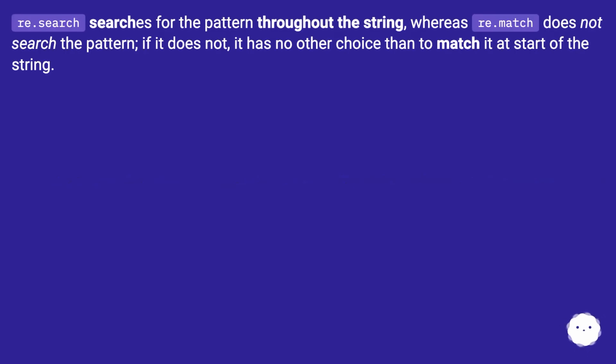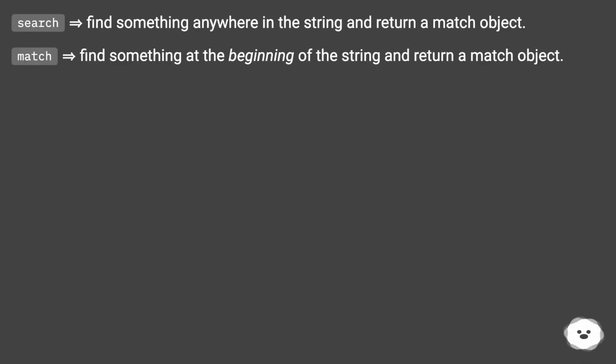re.search searches for the pattern throughout the string, whereas re.match does not search the pattern. If it does not, it has no other choice than to match it at the start of the string. Search finds something anywhere in the string and returns a match object. Match finds something at the beginning of the string and returns a match object.